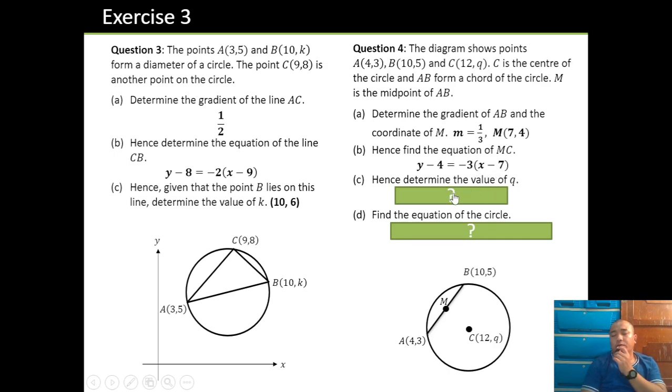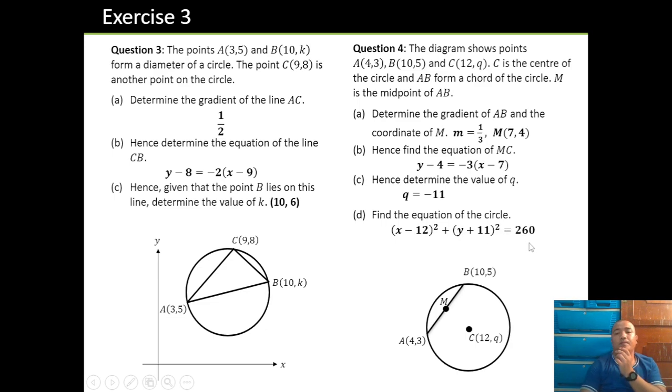Determine the value of q. q is equal to negative 11. Therefore, what is the equation of the circle? (x minus 12) squared plus (y plus 11) squared equals 260.